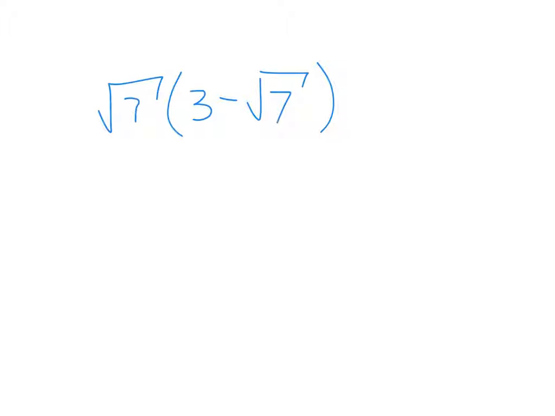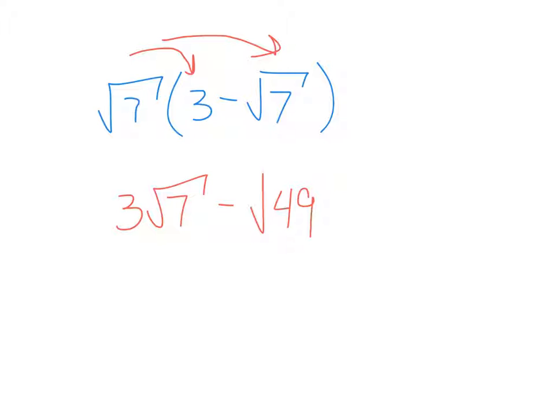So it is multiplying. What do parentheses and something in front of parentheses make you want to do? Distribute. So can we multiply both of these terms by square root of 7? Yes. So what is the first? It'd be 3 square root of 7. And then minus square root of 49. But what is the square root of 49? 7. So then 3 square root of 7 minus 7.